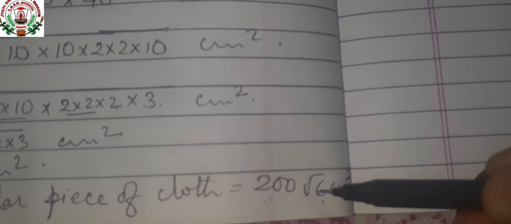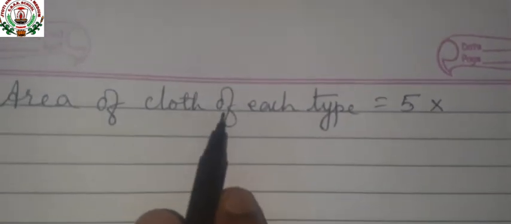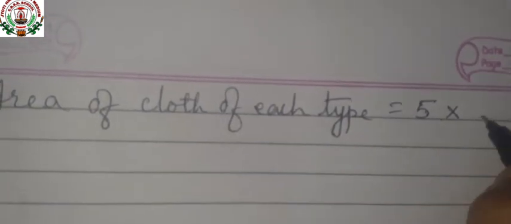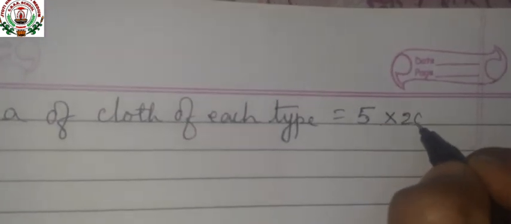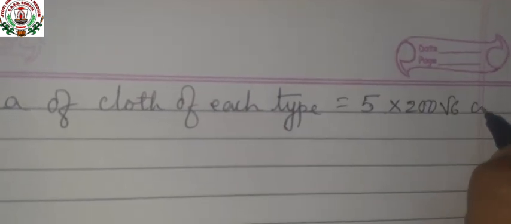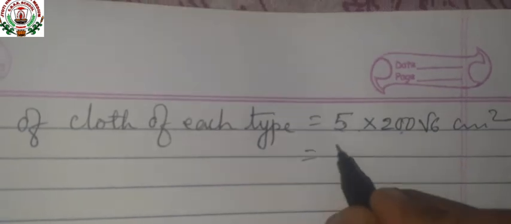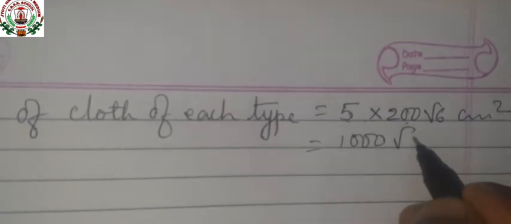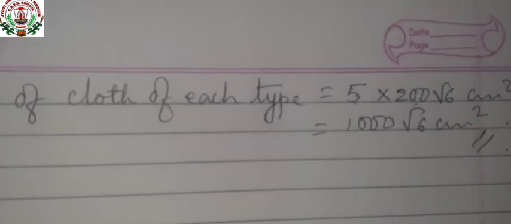Now 5 each type, that is 5 blue color, 5 grey color. So that's why area of cloth of each type equals to 5 into 200 root 6 cm square. Now multiply this 5 with 200, we will get 1000 root 6 cm square. So this will be the area.